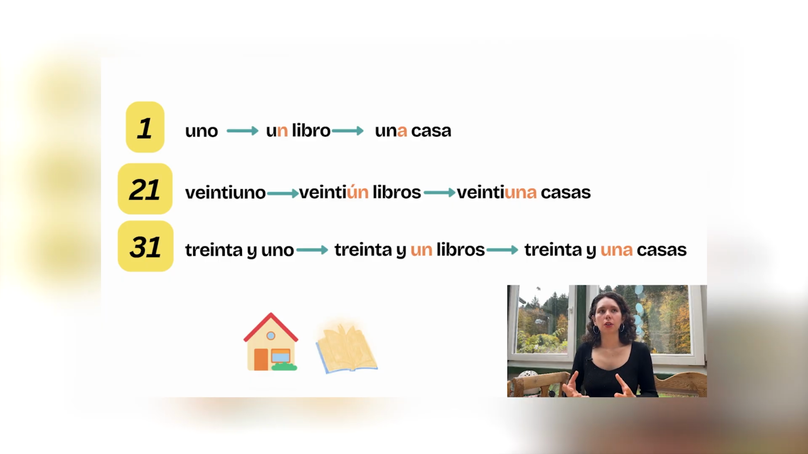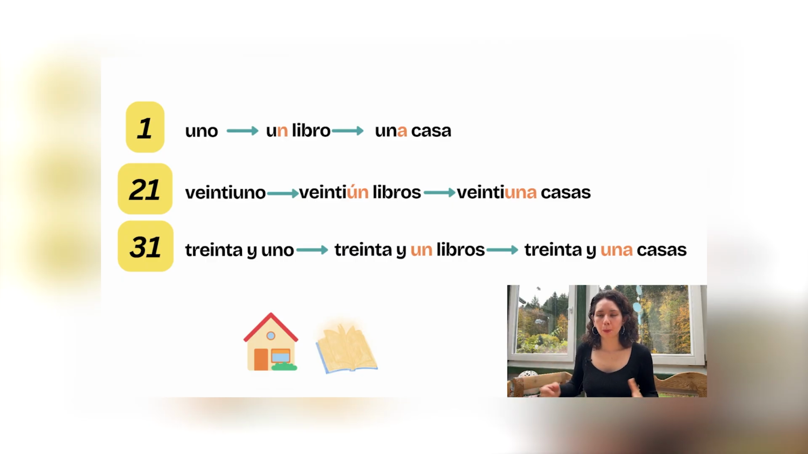Okay, now you know the pattern, but there's an exception that you need to know. When the number ends with 1, you don't always say uno. You have to consider the gender. So for example, uno is 1. But if you want to say one book, you don't say uno libro. You say un libro. And if you want to say una casa, one house, you have to say una casa because it's feminine. The house, la casa, is feminine.